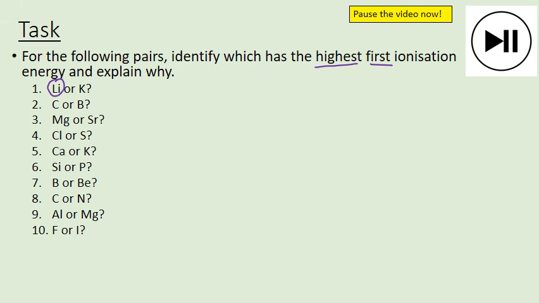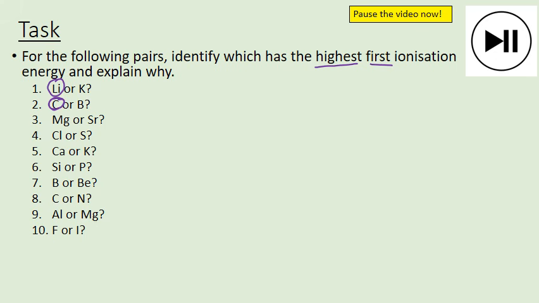Now carbon and boron, they're in the same period, so I've got to be careful. Are they exceptions? No, they're not. So carbon has a bigger nuclear charge and a smaller radius. They have the same shielding, therefore carbon has a stronger attraction.